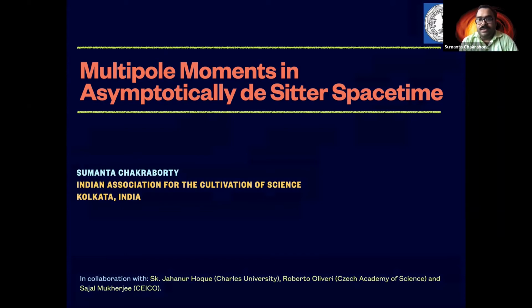So we are familiar with multipole moments for asymptotically flat spacetime because that is used routinely in gravitational wave astronomy and also in various other theoretical aspects. However, we believe that this is the first instance where we have computed the multipole moments of asymptotically de Sitter spacetime explicitly. So I will try to lay out the foundation, the way we arrived at the multipole moments, and I will use a particular example.